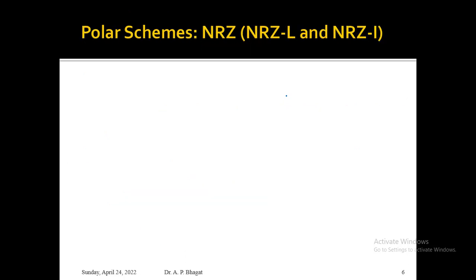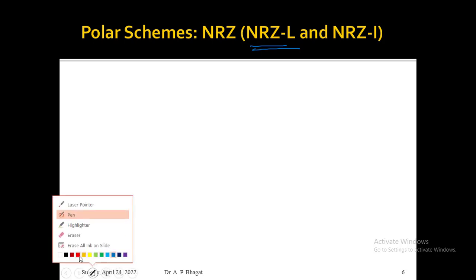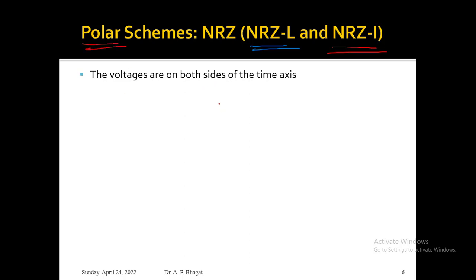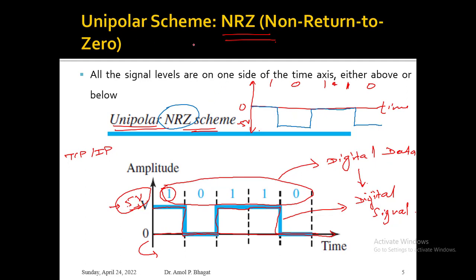Next one is the polar NRZ scheme. Polar NRZ schemes are categorized into two categories: NRZ-L, which is called NRZ level, while another category is NRZ-I, which is nothing but non-return to 0 invert. In this case the voltages are on both sides of the time axis, as it is a polar scheme. In case of unipolar, why is it called unipolar?